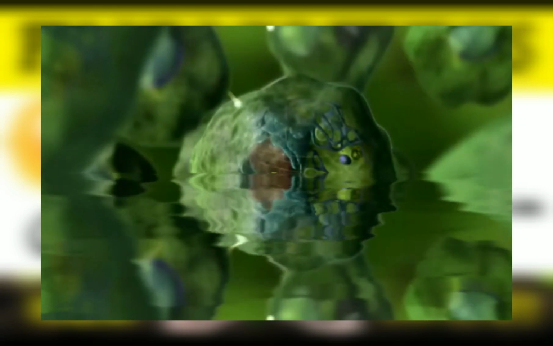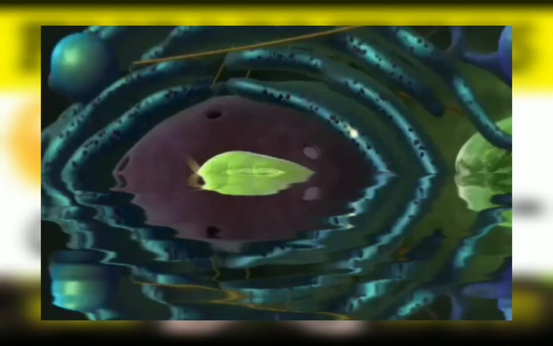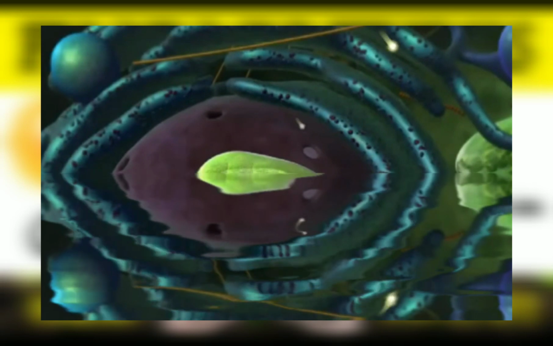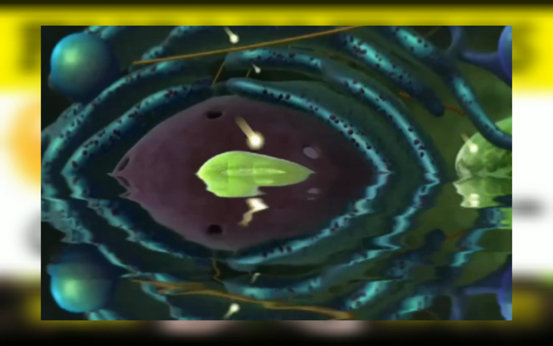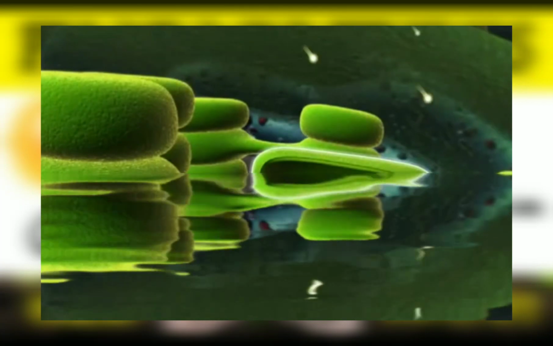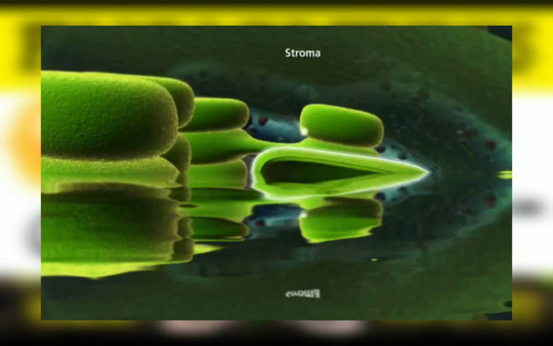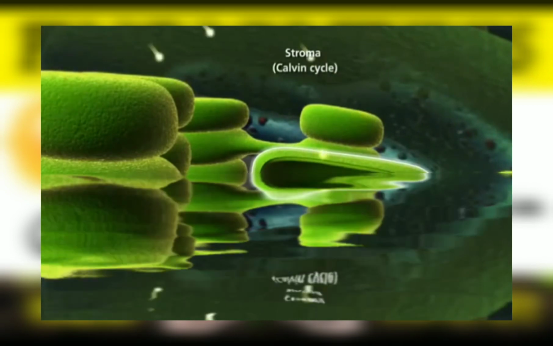Within eukaryotic photosynthetic organisms, also known as photoautotrophs, the chemical reactions of photosynthesis occur within plant cells in specialized structures known as chloroplasts. Photosynthesis consists of two sets of reactions, the light-dependent reactions and the Calvin cycle. Within the chloroplast are small disc-like structures called thylakoids, which are surrounded by a fluid-filled space called the stroma. The reactions that synthesize glucose, the Calvin cycle, occur in the stroma.